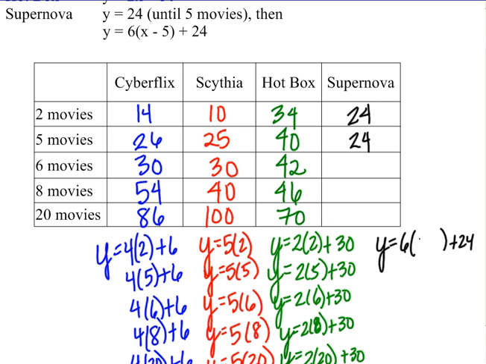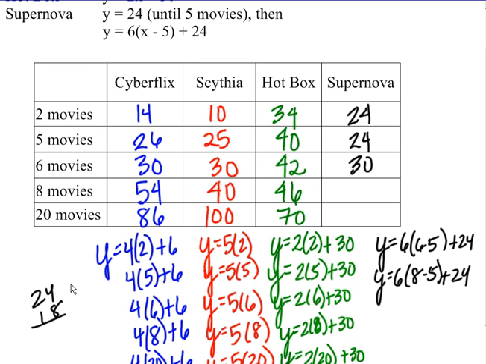So the first time we're going to drop a 6 in there. So 6 minus 5 is 1. 1 times 6 is 6. 6 plus 24 is 30. We're going to do it for 8 movies. 8 minus 5, starting from the parentheses, is 3. 3 times 6 is 18. And 24 and 18 is 42.